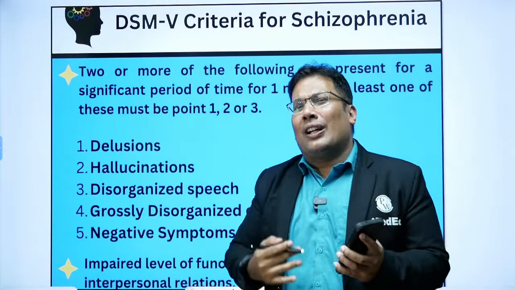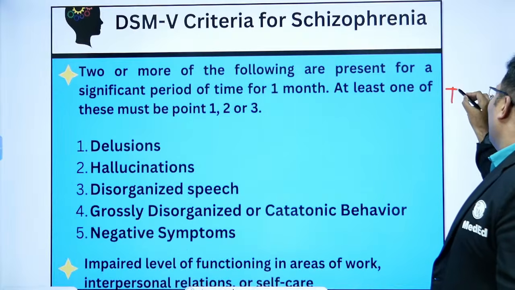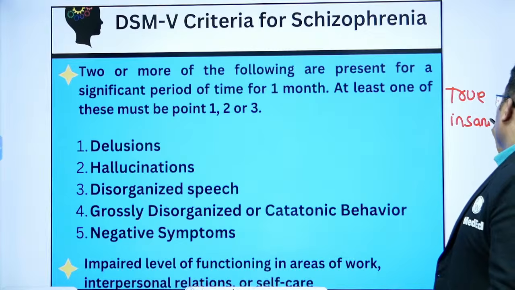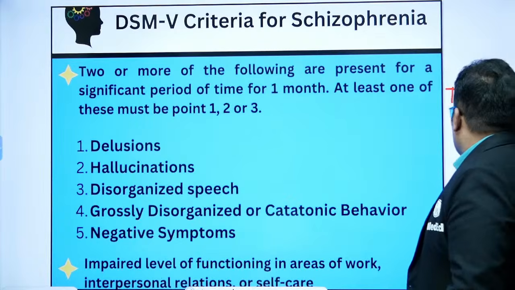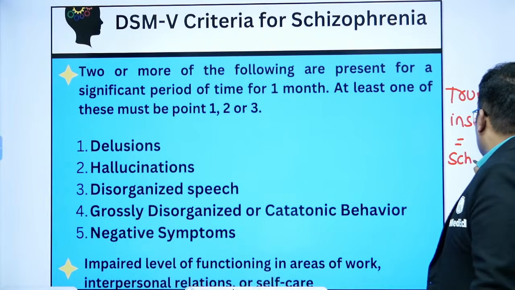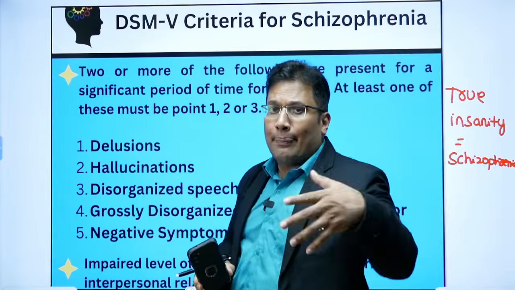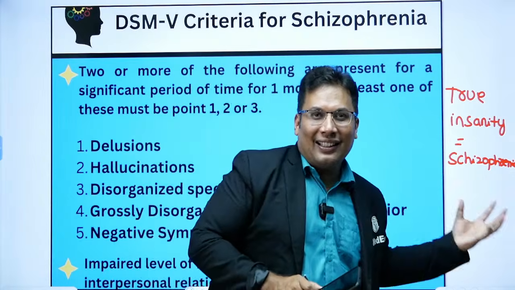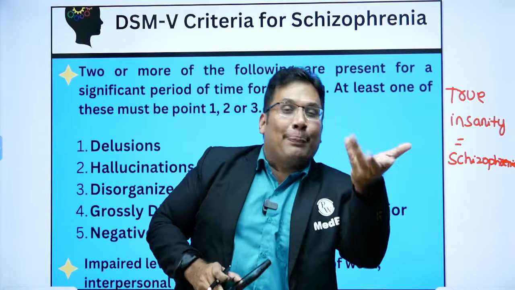So schizophrenia is one classical example of true insanity. Okay? True insanity. So all of you write, true insanity is equal to schizophrenia. For the time being, you can just write in the chat box, truly insane person. That means schizophrenia, that is basically split personality. Not the multiple personality, split personality.